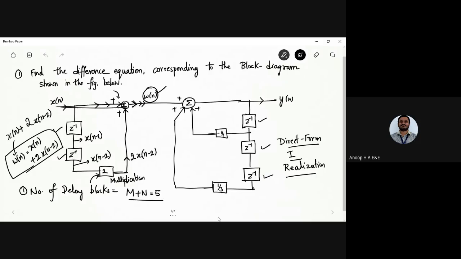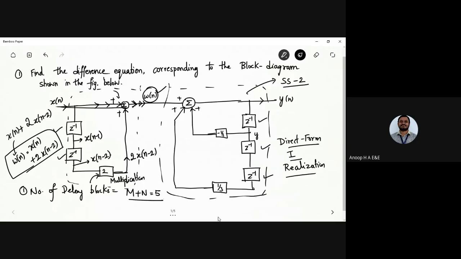Next, I have this subsystem being realized now. So this is subsystem 1. Next, you are going to have subsystem 2 here. In order to realize subsystem 2, what are you going to do?